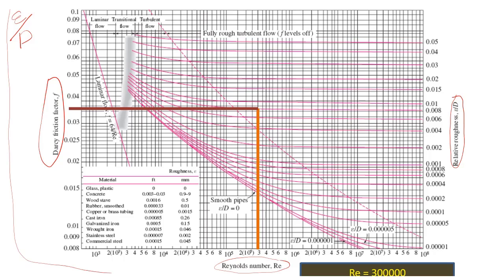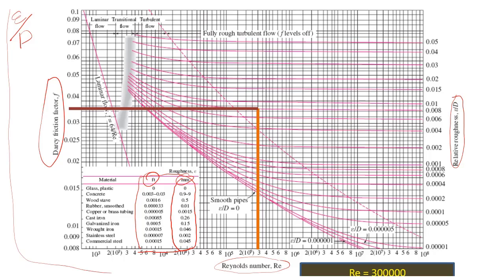Where can we find the roughness? Roughness is a fixed value. You can find it here in the table. Here is the unit in feet and the unit in millimeter. We usually use the unit in millimeter. So you use the value here to find the relative roughness.